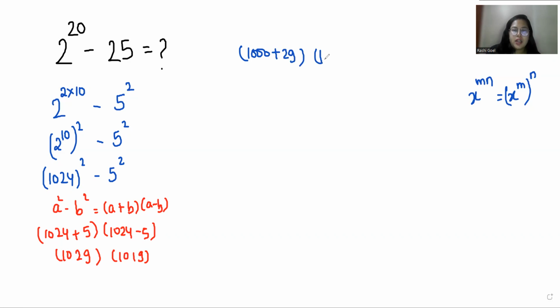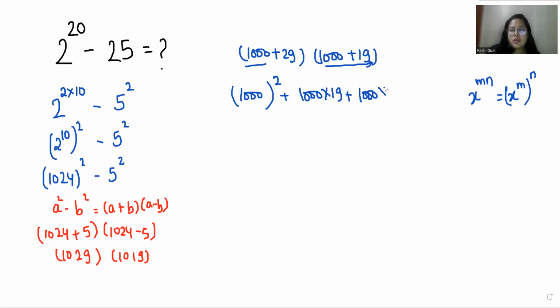Similarly, 1019 as 1000 plus 19. Now we'll do multiplication, 1000 with the other bracket and then 29 with the other bracket. So 1000 times 1000 is 1000², plus 1000 times 19, plus 1000 times 29, plus 29 times 19. 1000² is 1,000,000, plus 19,000, plus 29,000, plus 29 times 19, which is 551.